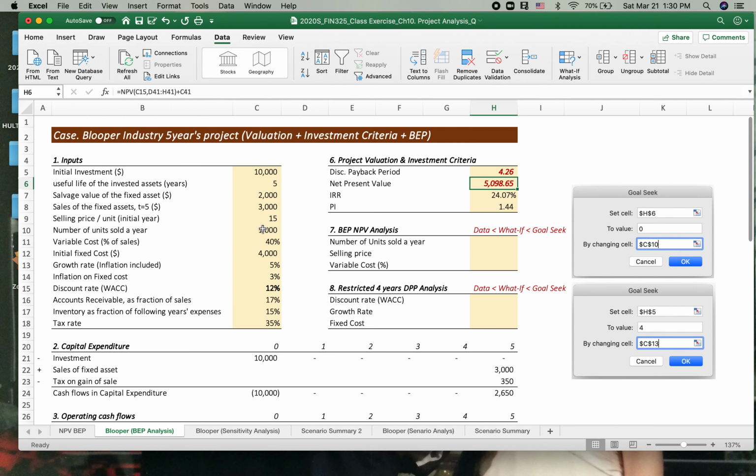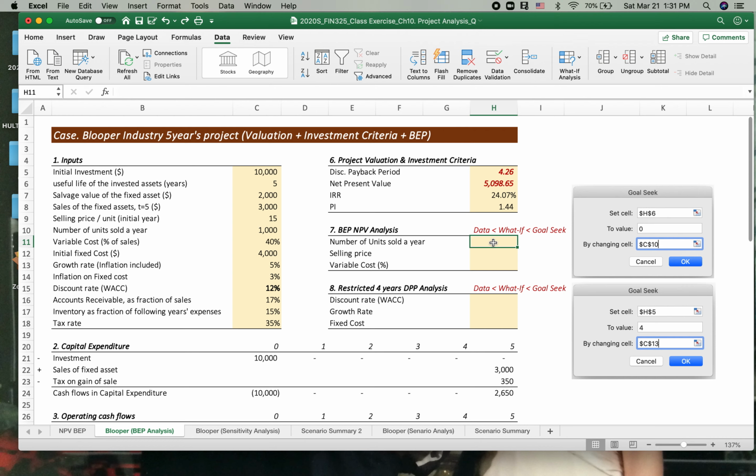Maybe you can just manually change it, like 5. What about 900? And then all of a sudden it reduced. Then 700. Oh, it's minus. That manual change is very amateur, and it will take a long time to find the NPV break-even point. So we use the Data, What-If, and Goal Seek function.